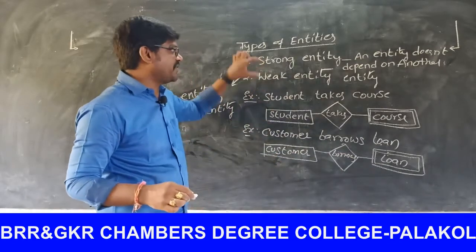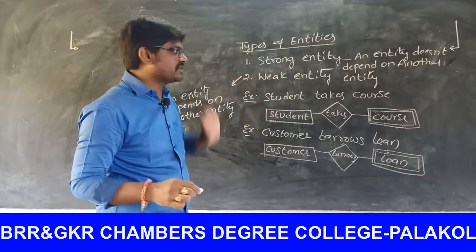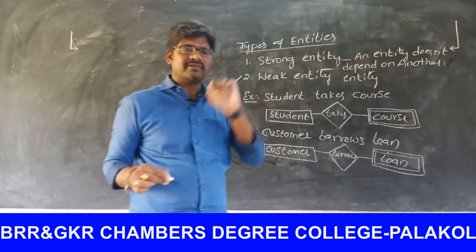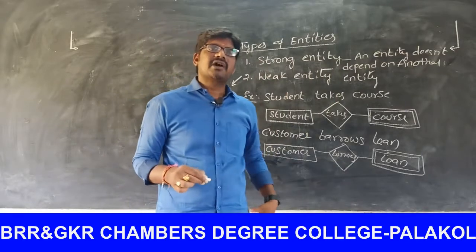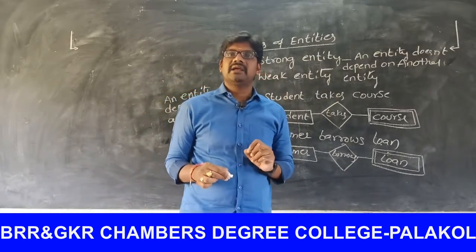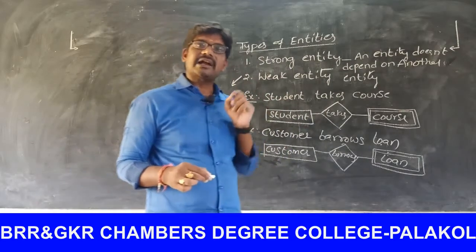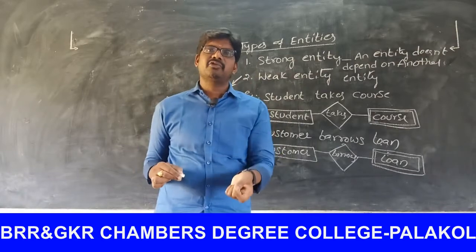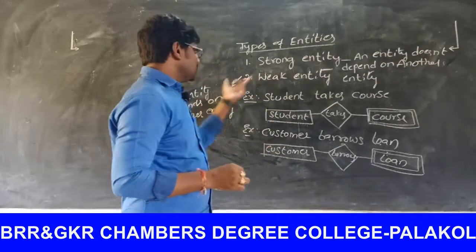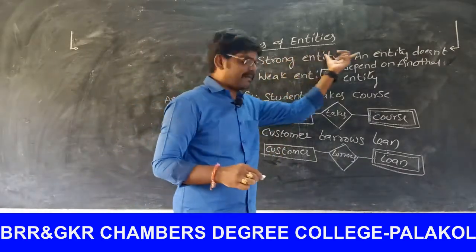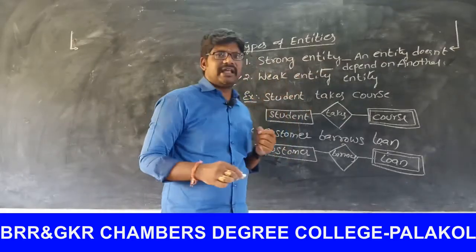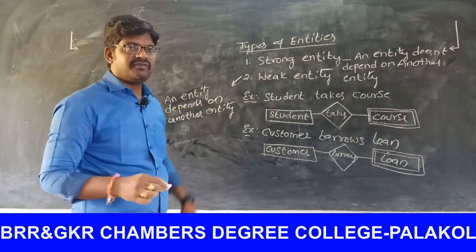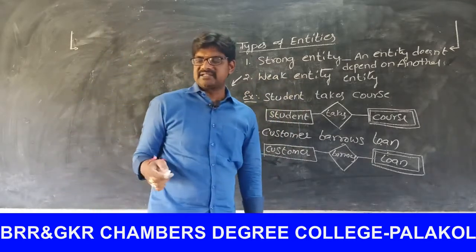Okay, so there are two types of entities: one is the strong entity and the next one is the weak entity. A strong entity has a primary key, that's very important, and a weak entity does not have a primary key. The primary key concept can be explained to you later. Okay, strong and weak entities.